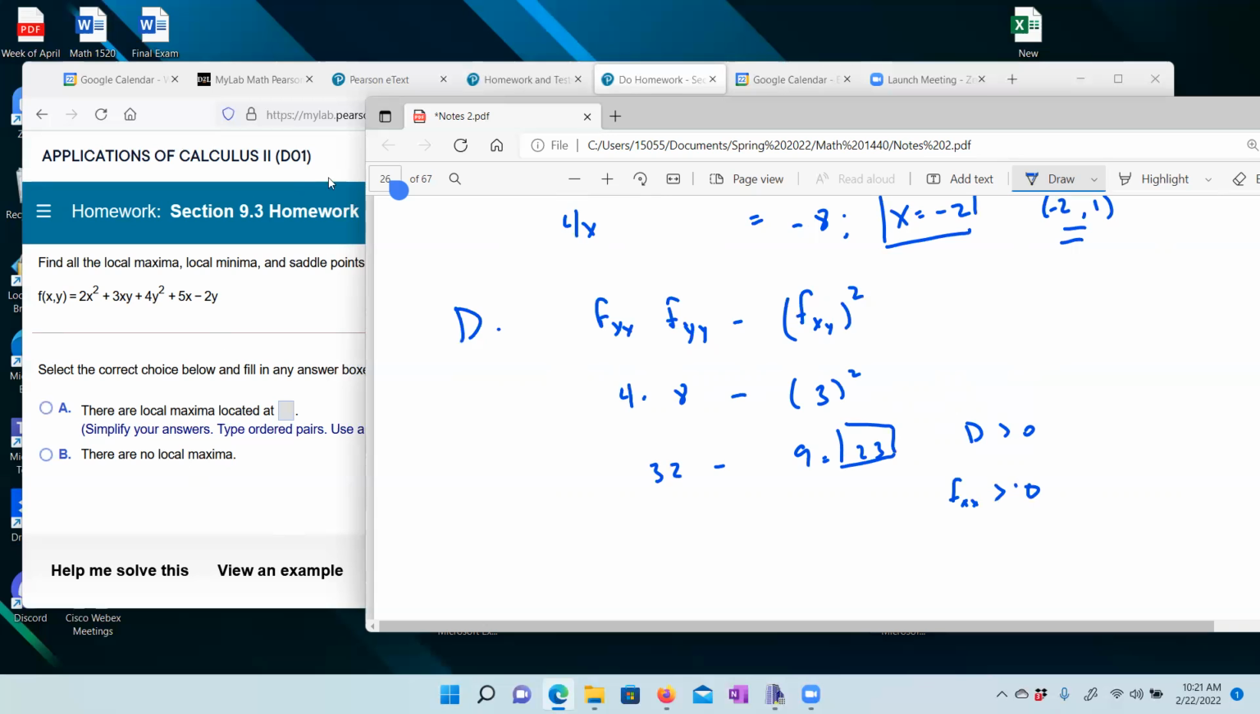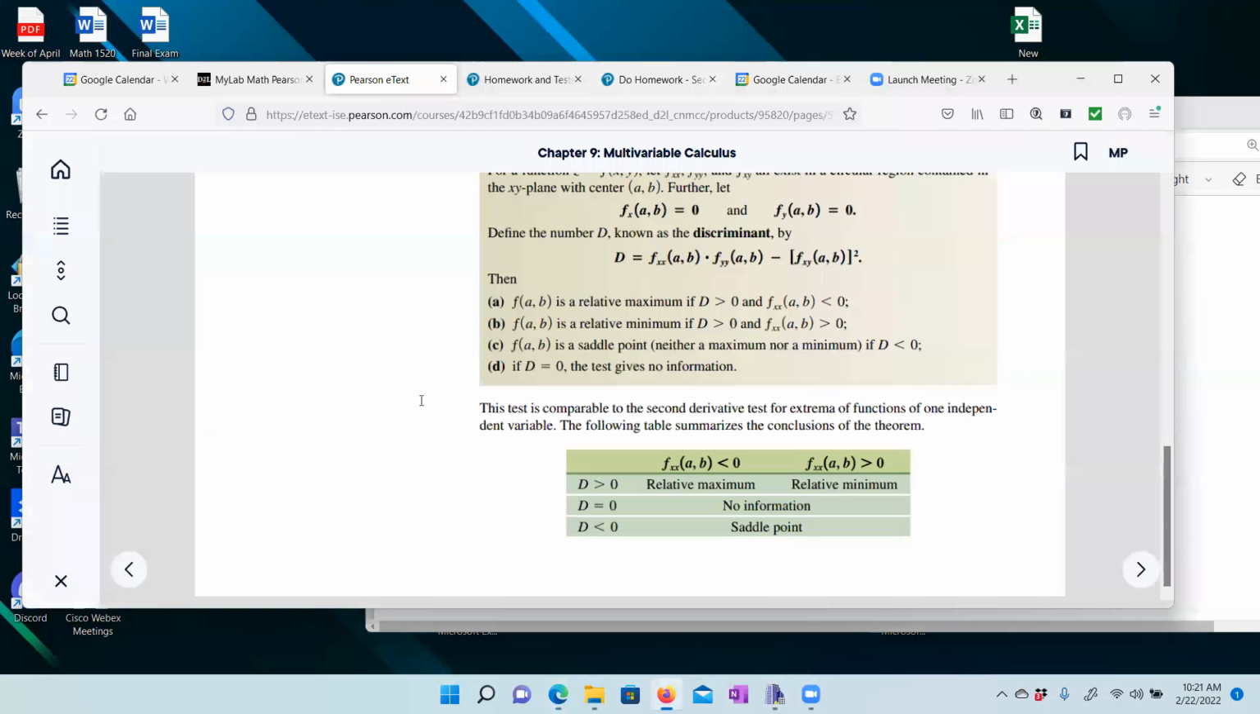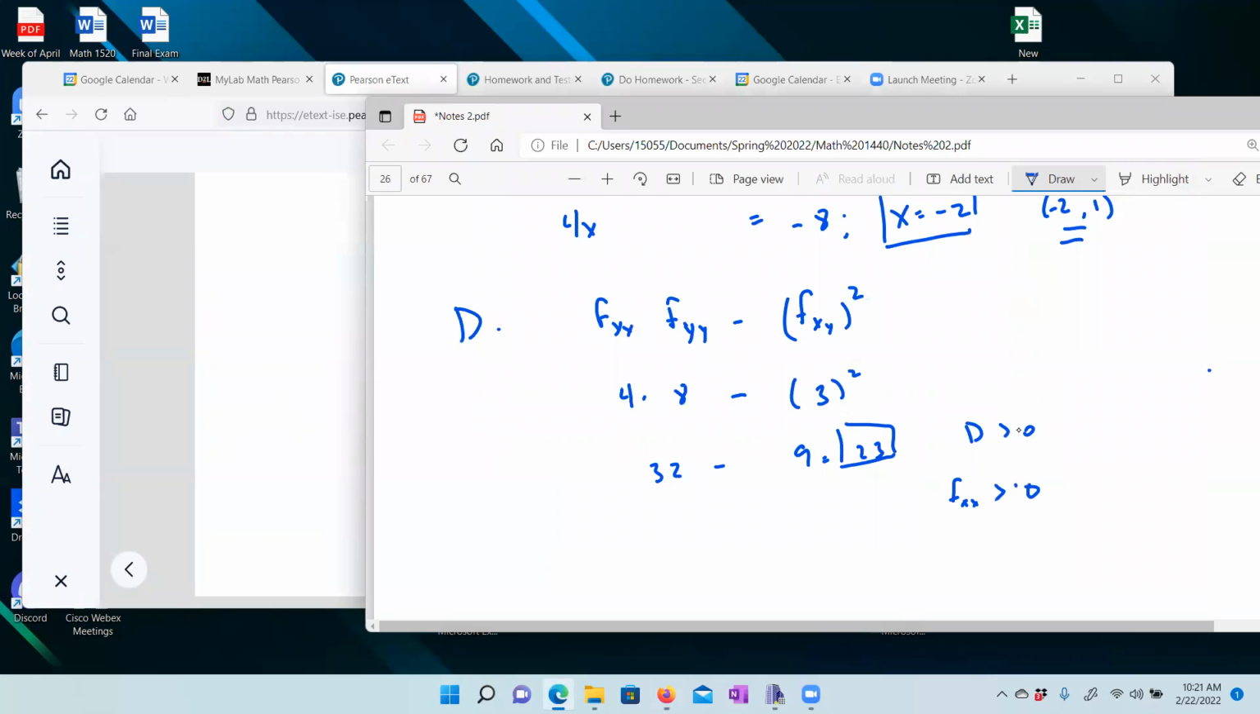Okay, so we're going to go back to our text here. We have the discriminant is greater than 0, and we have Fxx is positive, so we have a relative minimum. So this means we have a relative min, and that's what we're going to give for our answer.